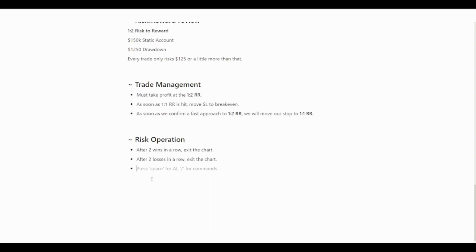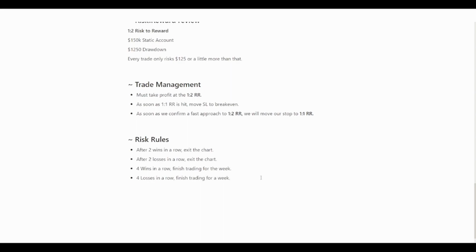All right, so again, 2 losses in a row or 2 wins, exit the chart. And then 4 wins in a week, finish trading for the week. So that's going to be, yeah, actually, I'm just gonna set it to 4 wins in a row and 4 losses back to back, or it could just be in a row.